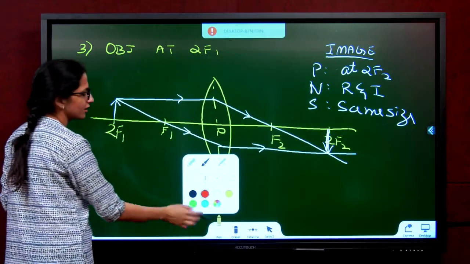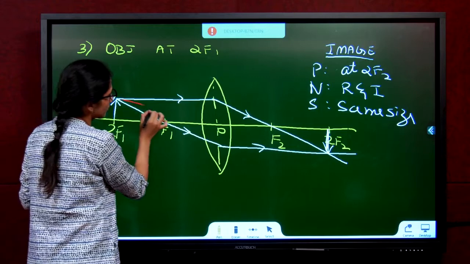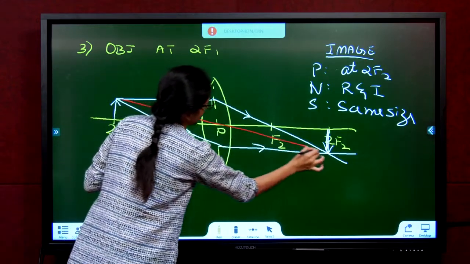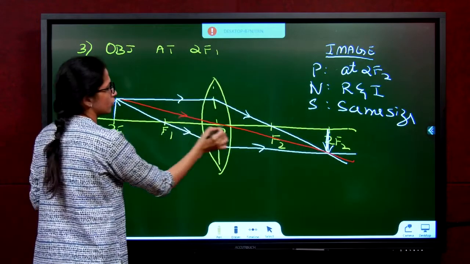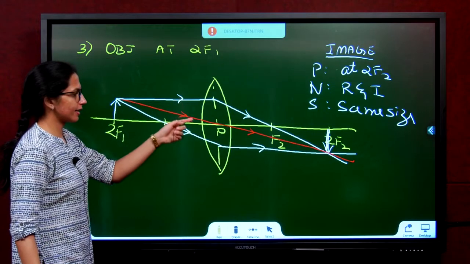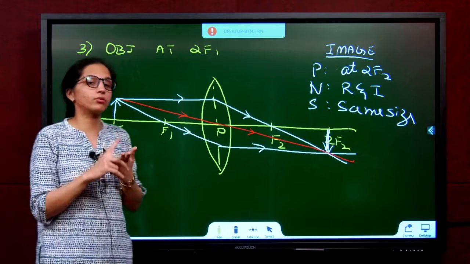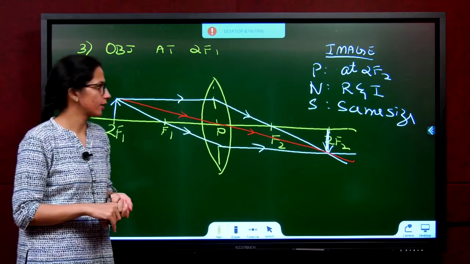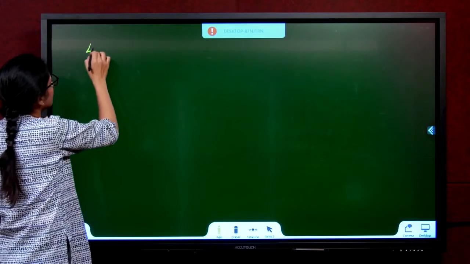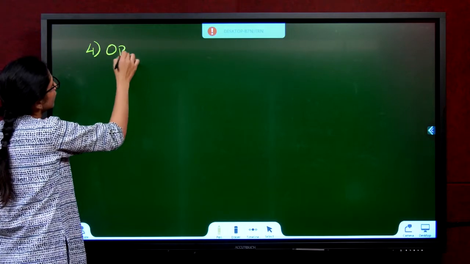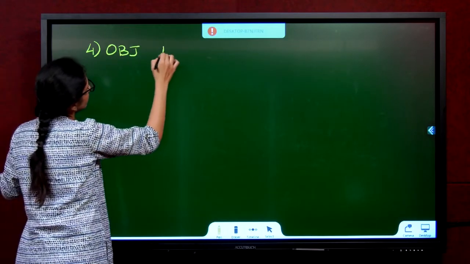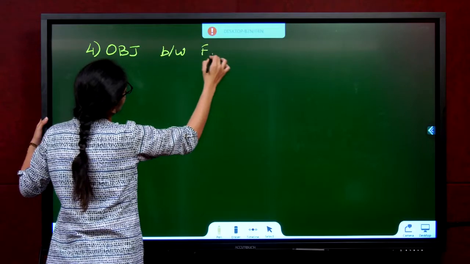For those who have taken the ray through the optic center, your figure will look like this. Just like this, ditto. So you can take this ray and this ray, or this ray and this ray, or this ray and this ray. Choice is yours, because we need only two rays to show where the image is formed. Next case, object is between 2f1 and f1, or f1 and 2f1.